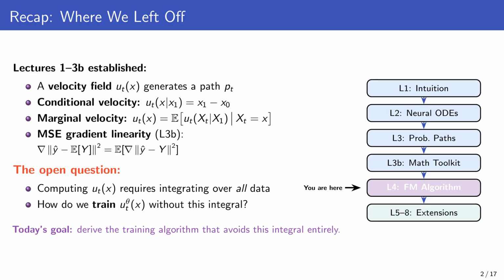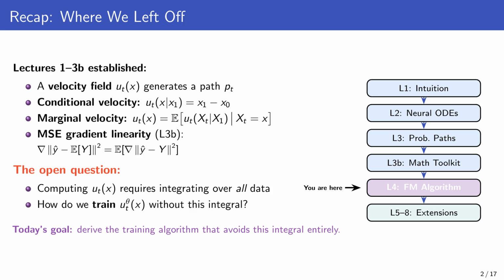Let us quickly recap where we are. Over lectures 1 through 3b, we built a complete picture of the flow matching setup, including the mathematical tools we need, except for the training algorithm itself. We know that a velocity field u_t(x) generates a probability path p_t, which transforms a source distribution p into a target distribution q. We know how to build conditional probability paths. For each data point x1, we define a simple path that brings noise to that specific data point. For the linear path, the conditional velocity is just the direction from noise to data, x1 minus x0.